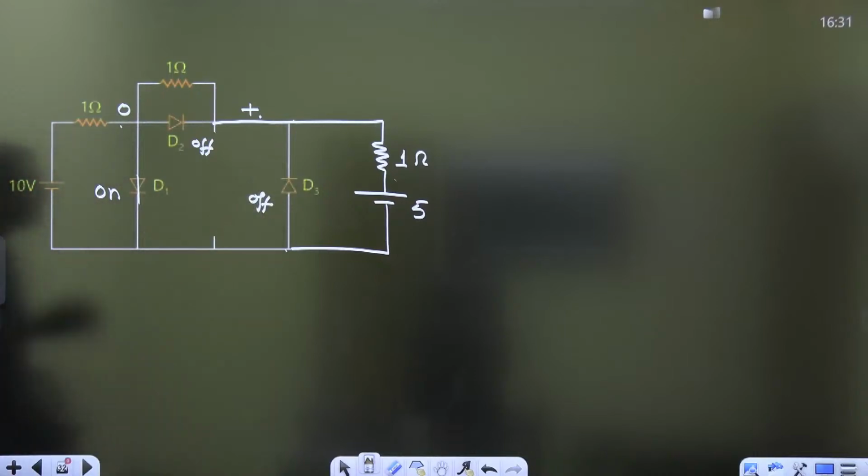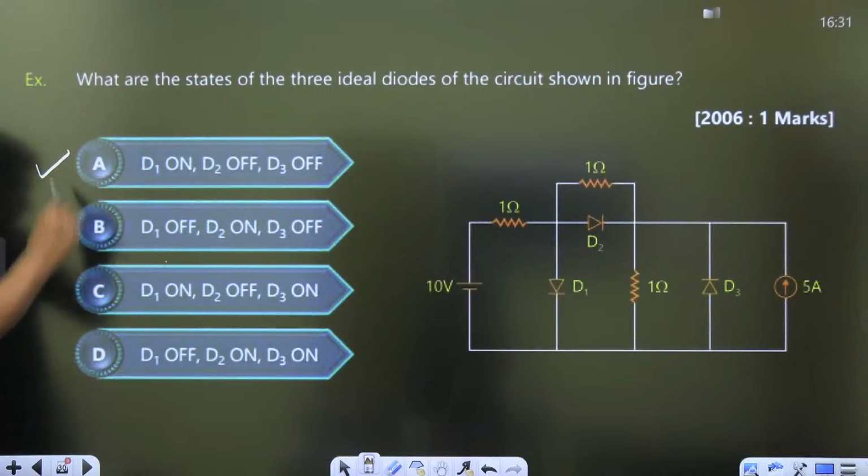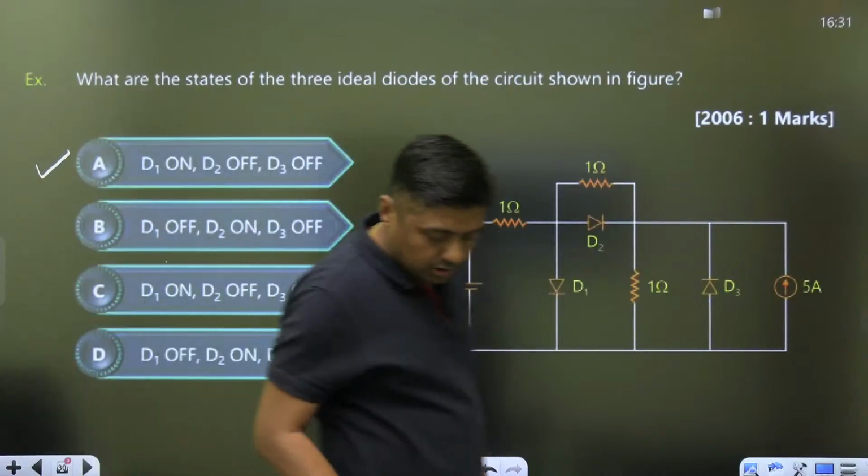So you can say both the diodes are off, right? Directly you will get the idea about this. Now, which answer is correct? D1 on, D2 off, D3 off. A is the correct one.